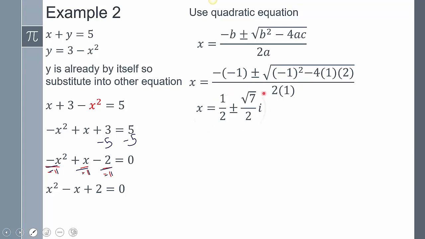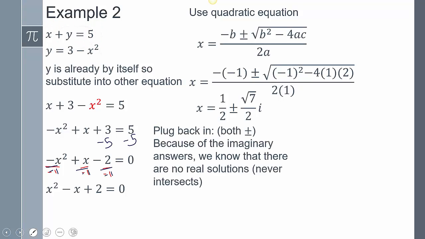And so now that I know what x is, I need to take that and plug it back into my equation, either this one or this one, to find what my y is. It's going to be easier to plug it into this top one here because then you don't have to deal with that square. And so this is me plugging in the positive version, because there's a plus version and then there's a minus version. So this is me plugging in the positive version in for x.